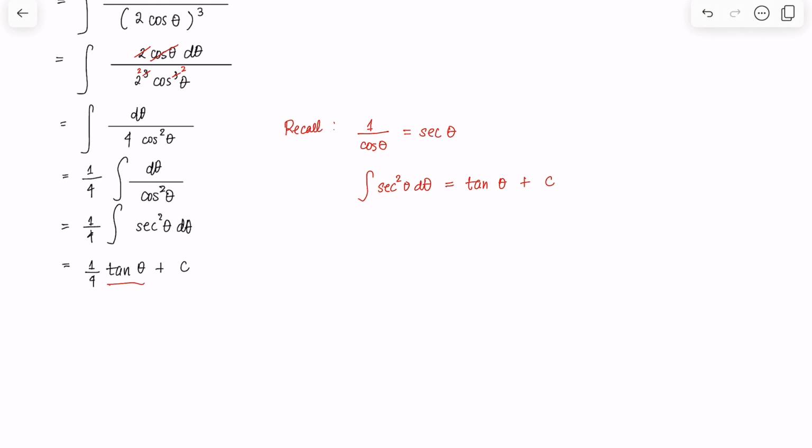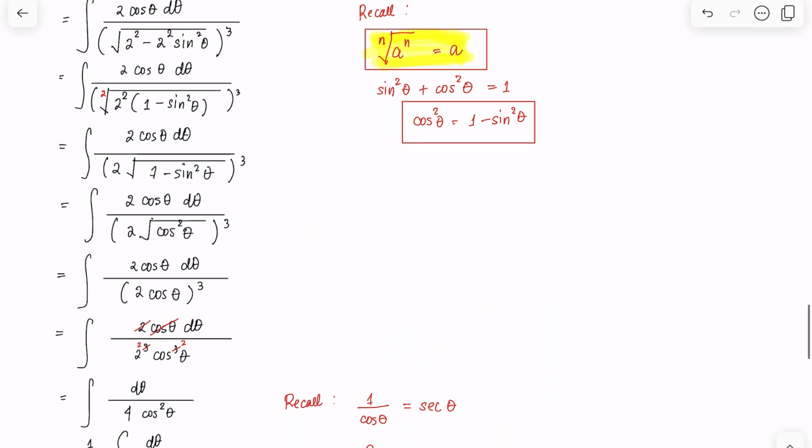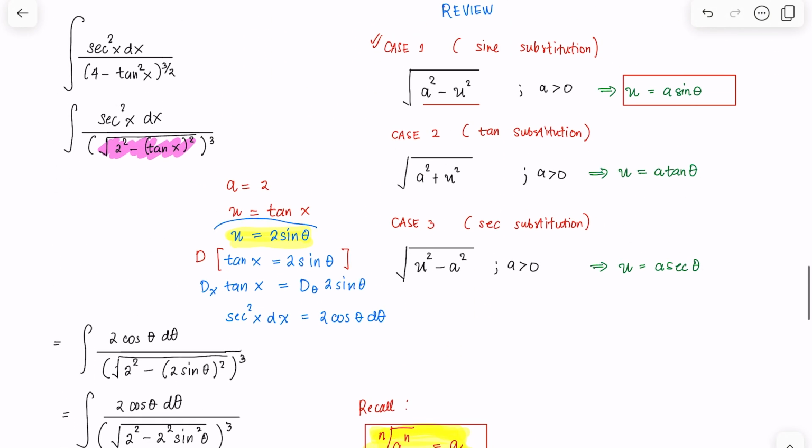But then again, we still have the question, what is tan of theta? So we have to express tan of theta in another form that makes sense in our problem. Now, how do we do that? Recall, I've mentioned earlier that this one is very important, and this is where it gets its relevance.